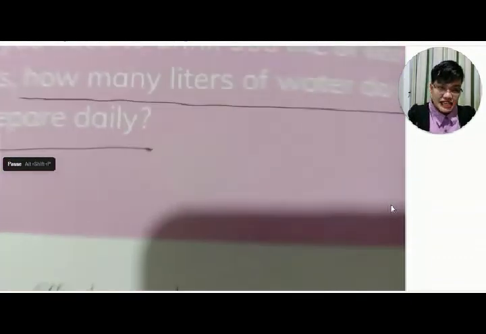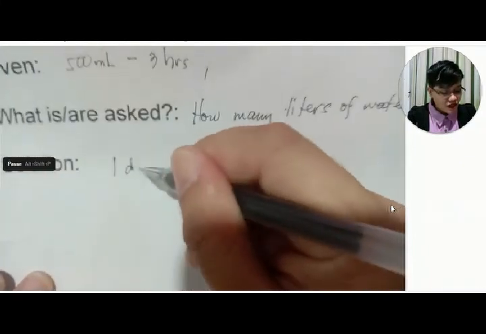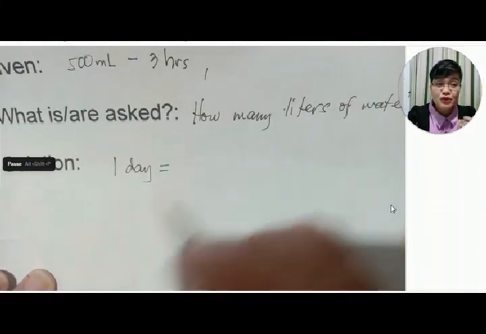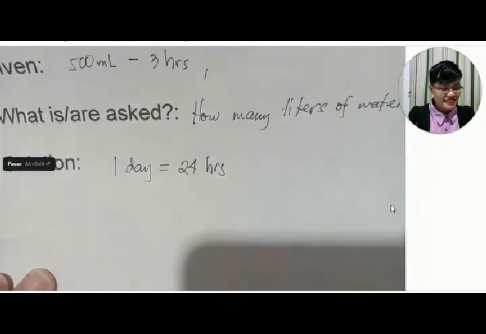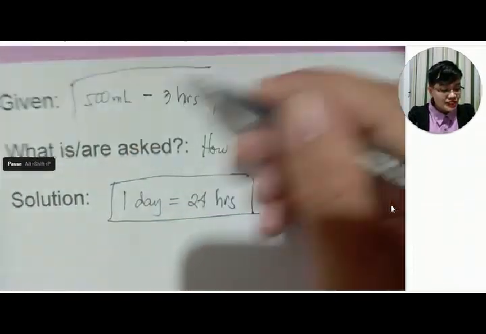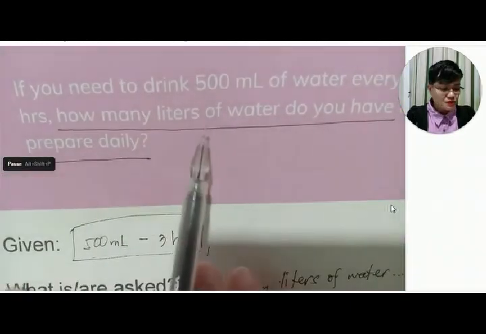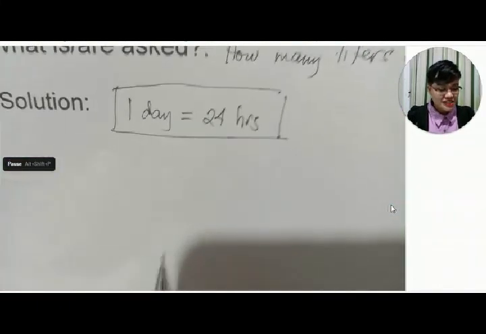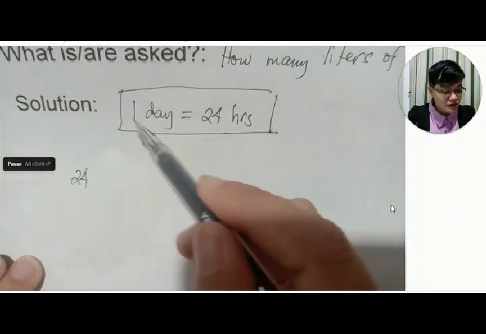So there are things that are not written in the word problem but actually are given or known facts. One is that when you say daily, 1 day is equivalent to how many hours? Okay, that's good. 1 day is 24 hours. Very good. We are going to use this knowledge as well as the given in being able to solve the question: how many liters of water do we have to prepare daily, just to be able to have 500 ml of water every 3 hours. So we have here 24 hours because we're talking about daily.